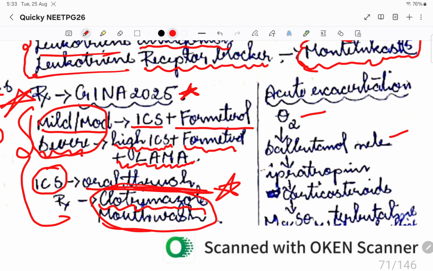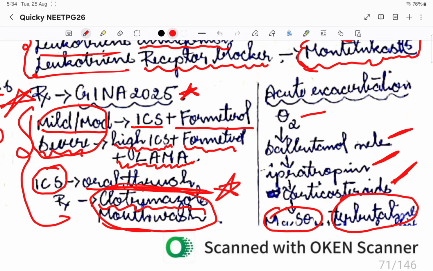Then we'll give salbutamol nebulization, okay. So after salbutamol nebulization, we are going for ipratropium bromide, okay. Ipratropium can be given. Then we'll go for corticosteroids. Then after this, if any of this is not working, then we'll go for magnesium sulfate or then we'll go for terbutaline, okay. So this is how you treat an acute exacerbation of asthma.